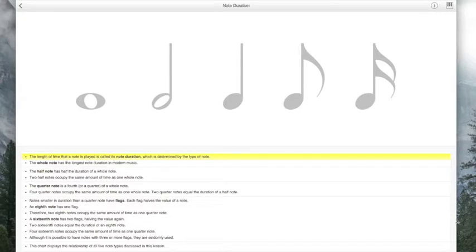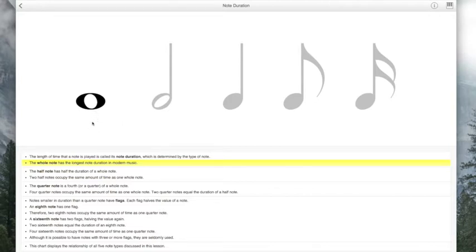So we're going to start with notes, and the first thing that's mentioned here is that the length of time that a note is played is called note duration, which is determined by the type of note. We have 5 types of notes here on the screen. And it says the whole note has the longest duration in modern music. This is half true. For our purposes, this is true, but in the future, this will not be true because there are notes that are longer. And actually, you will have some assignments in the near future where there are notes that are slightly longer than this.